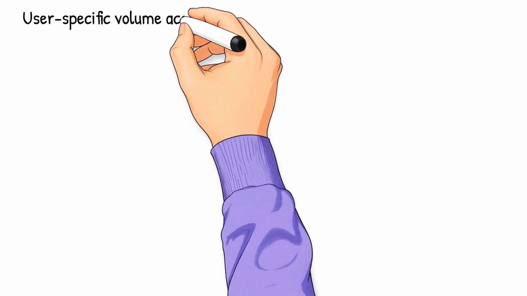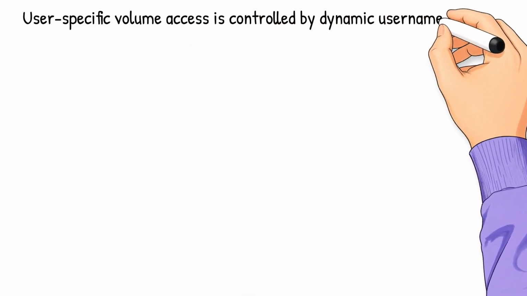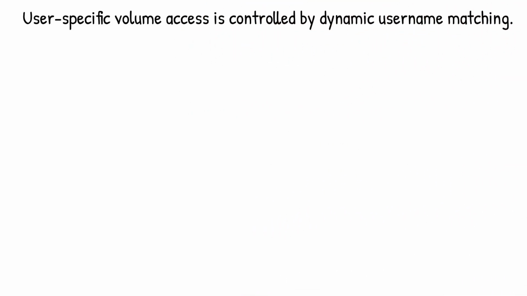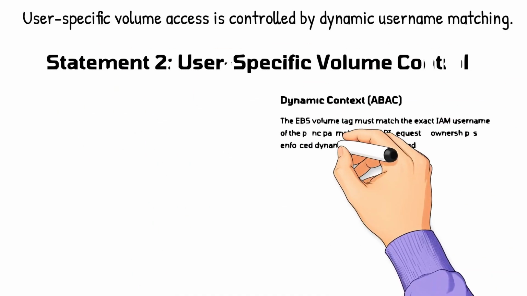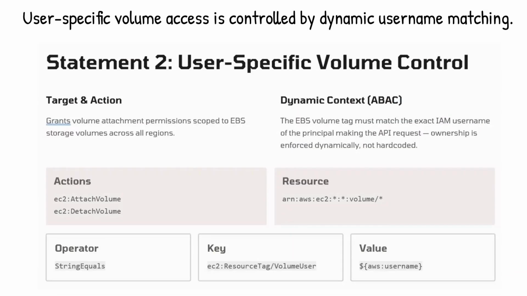Now let's look at the second statement. This one targets EBS volumes, arn:aws:ec2:*:*:volume/*. Look closely at the condition. It evaluates the tag key volume user against ${aws:username}. This is a powerful concept called dynamic variable interpolation.